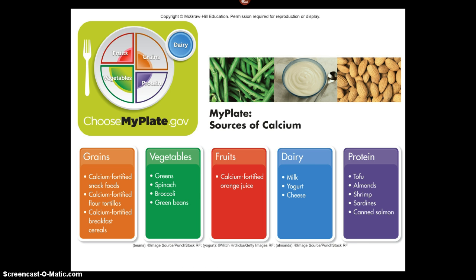Where do we typically find them? Again, mostly from the dairy group, but you do find them in the protein group as well as the fruit group if you're using calcium fortified orange juice, not just regular orange juice, but calcium fortified, and then the dark green leafy vegetables. But again, as an example, a cup of milk has about 350 milligrams of calcium, where a cup of cooked spinach is only about 100, and that's cooked. Raw spinach, it's only about 30 milligrams.